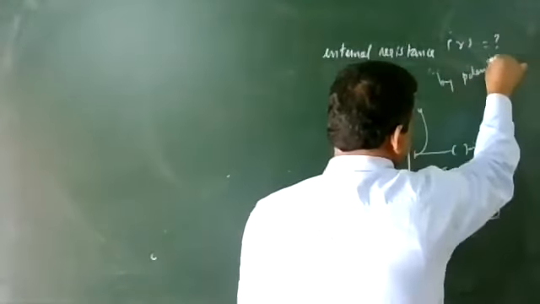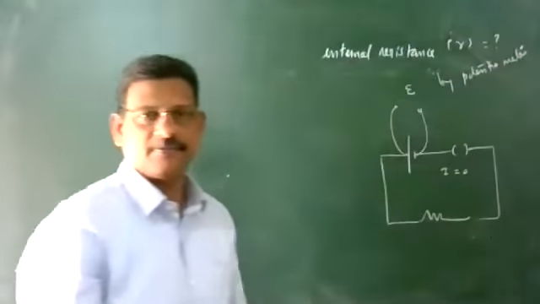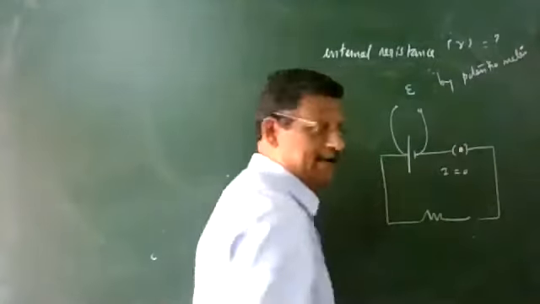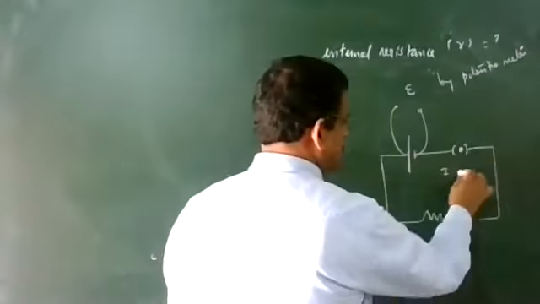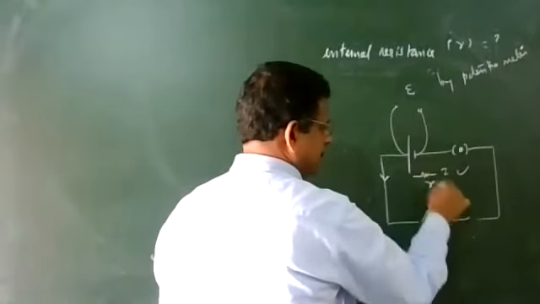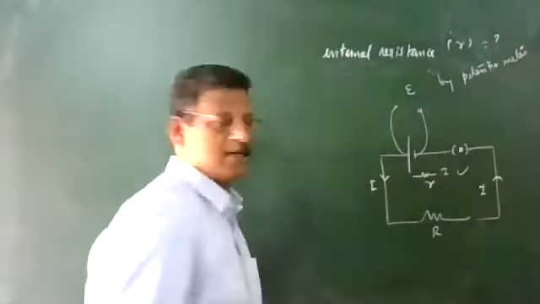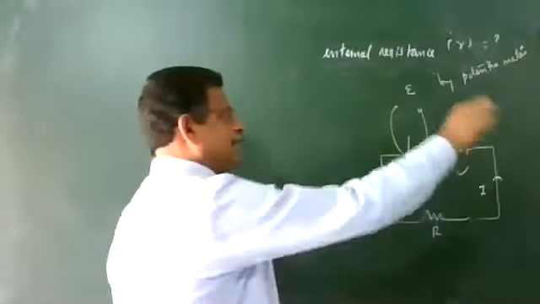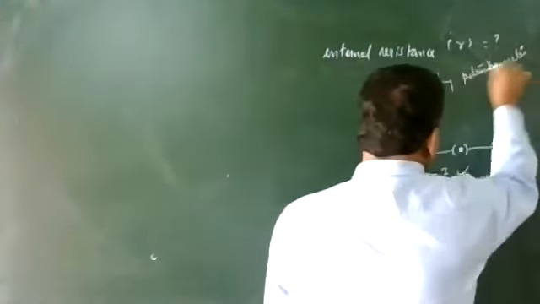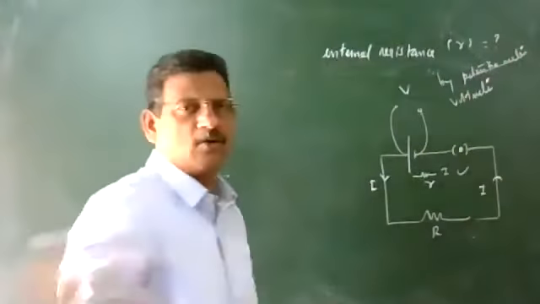You will see what a potentiometer is. When you close the key, current will be flowing. There will be a current and therefore internal resistance comes into play. When current is flowing, the potential difference is measured as V. This can be measured by what? Voltmeter. A potentiometer also can be used, no problem.